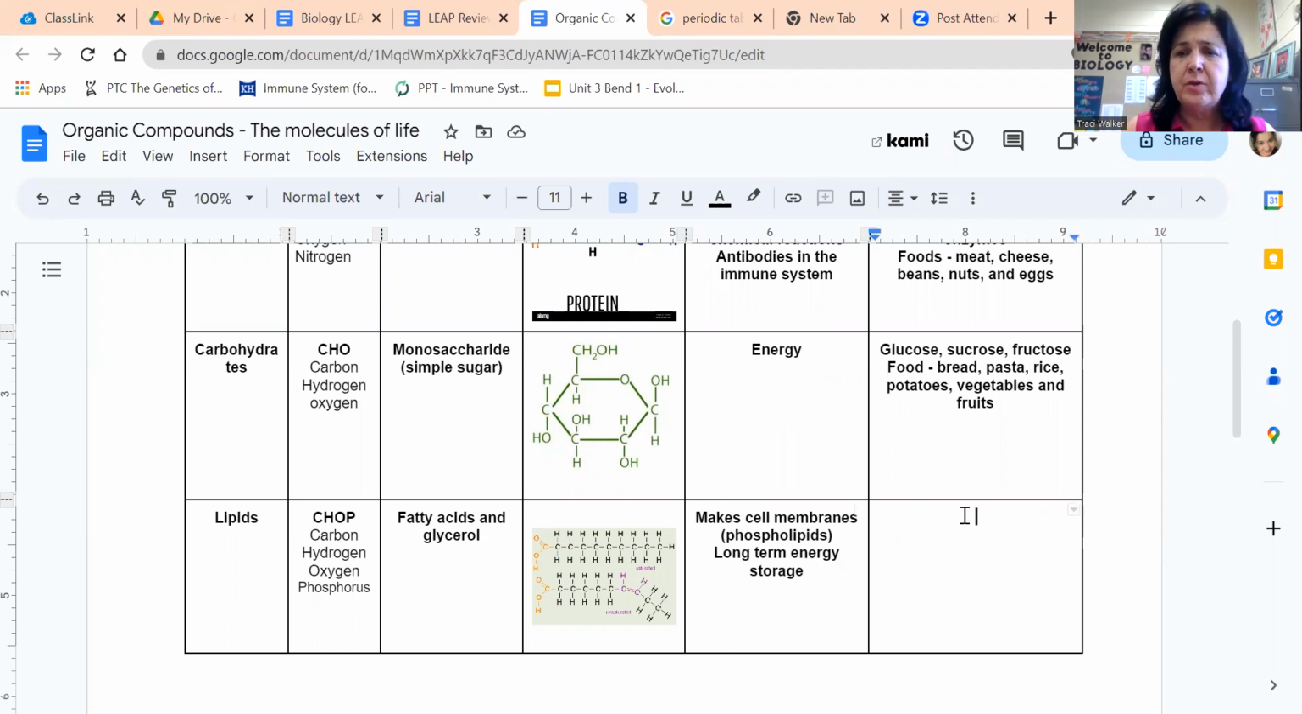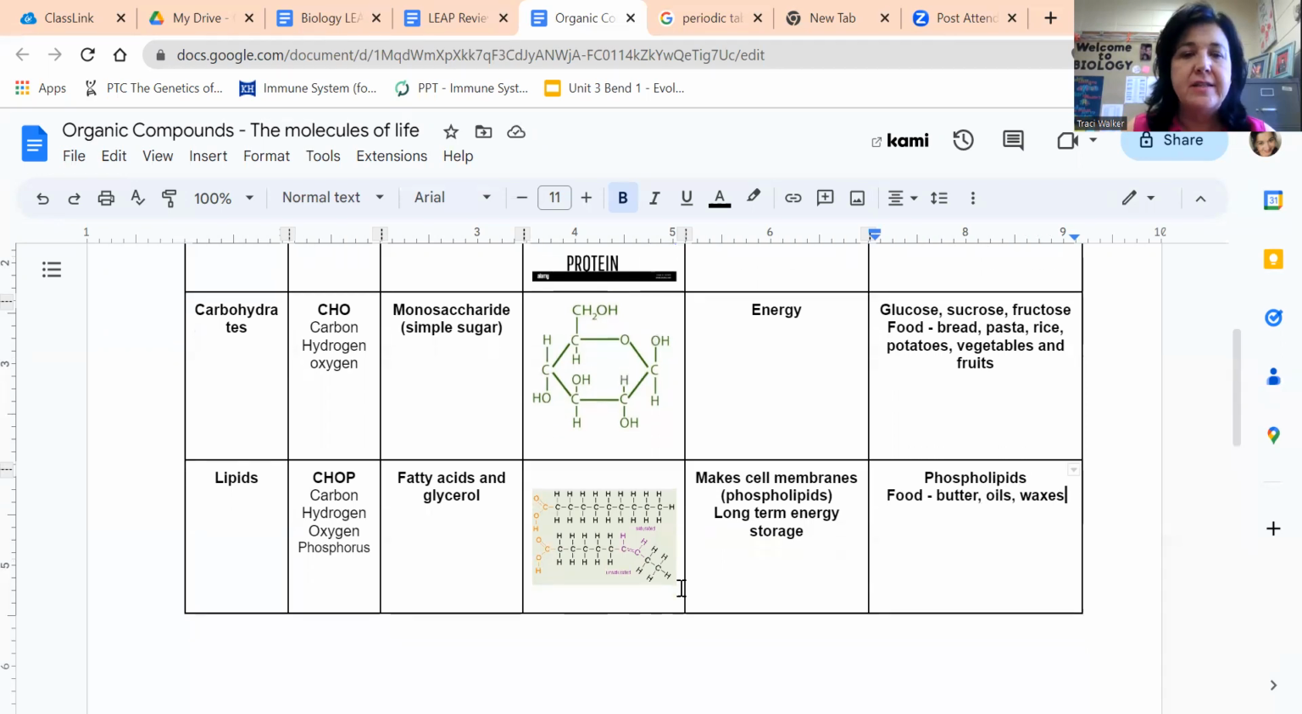Okay, so example of lipids would be like your phospholipids, and then the food that you find lipids in would be things like butter and oils and waxes. So like your waxy candies and stuff, those have lipids in them. And of course your butter and your oil.